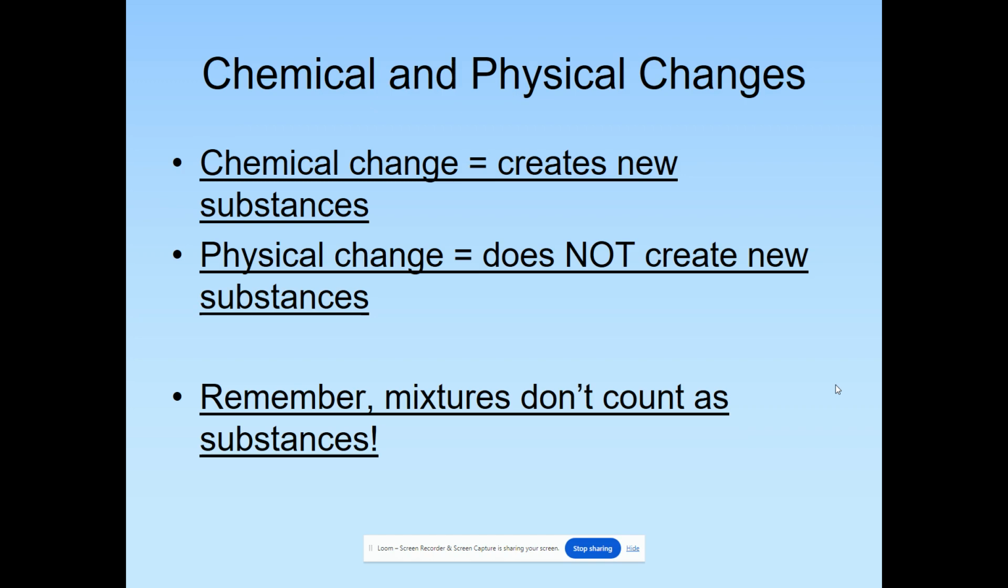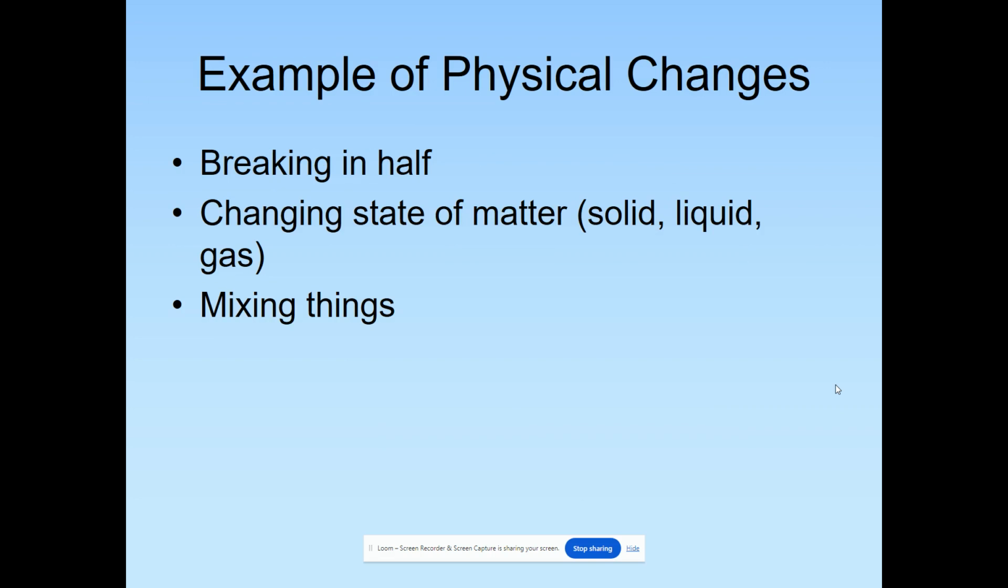And a reminder, the word substance in chemistry means something that is not a mixture. You must create a new element or compound that was not present before the change. So let's take a look at a few examples.